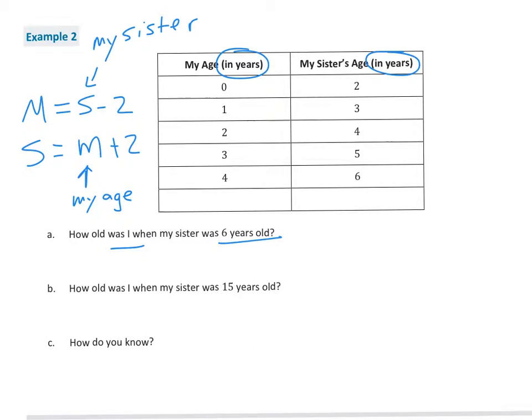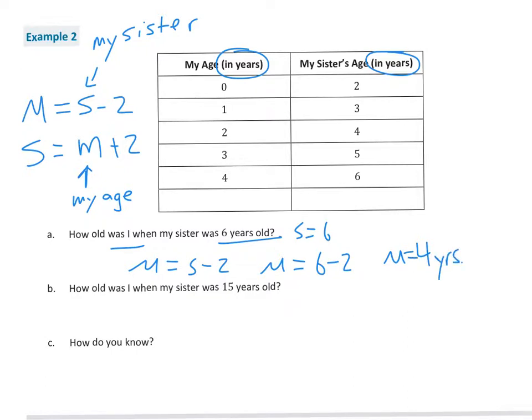Right, so I know S, I don't know M. So I want to use this one, M equals S minus 2. And then I'm going to plug in S equals 6. So it's going to be M equals 6 minus 2, right? So therefore, I was 4. I was 4 years old, right?